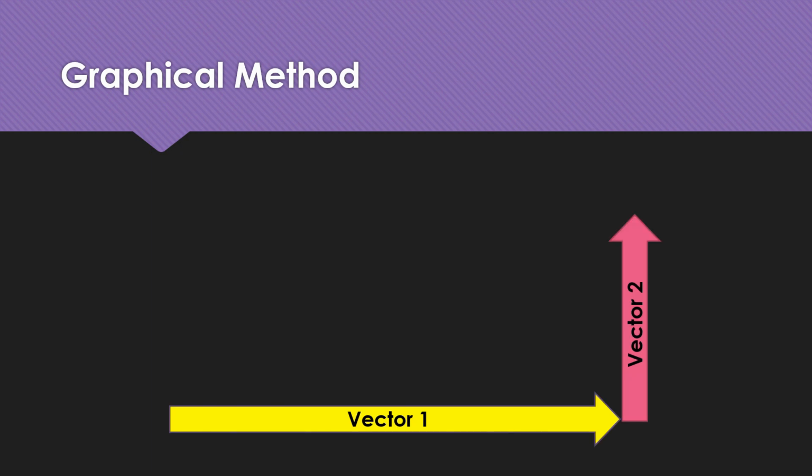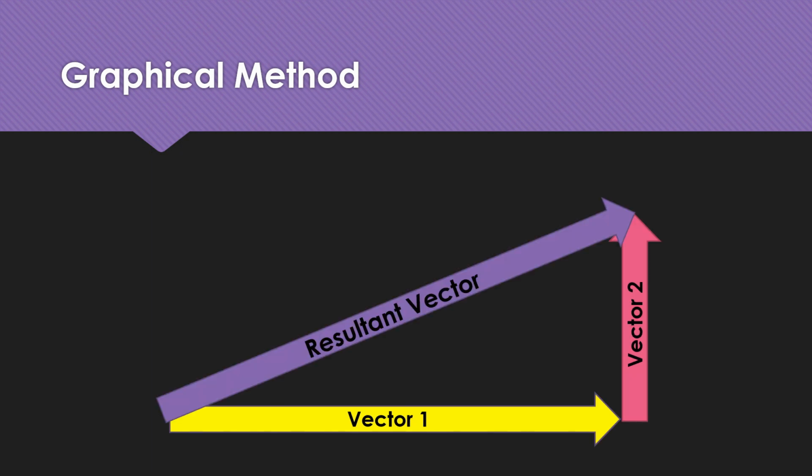The resultant vector is determined by drawing from the start of the first vector up to the tip of the last vector, just like so. You might have noticed the shape of a right triangle, because all of our resultant vectors form a right triangle.